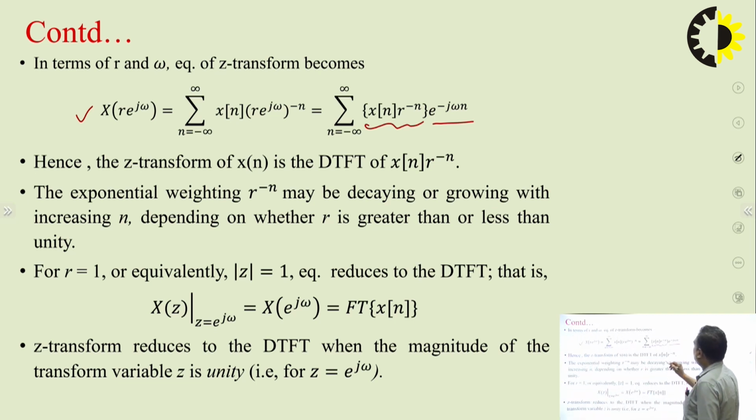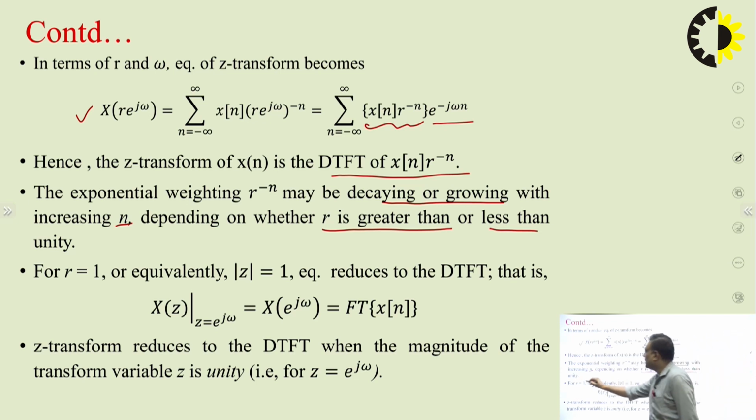If you see closely, this is the expression of the DTFT. This is the DTFT of the sequence x[n] into r to the power minus n. So you can say the z transform is nothing but the DTFT of the sequence x[n] r to the power minus n, where r is the radius, and this r to the power minus n term will be a decaying factor or a growing factor with increasing n, depending upon the value of r, whether r is greater than or less than unity. If r is greater than 1, it will be decaying, and when r is less than 1, it is growing.